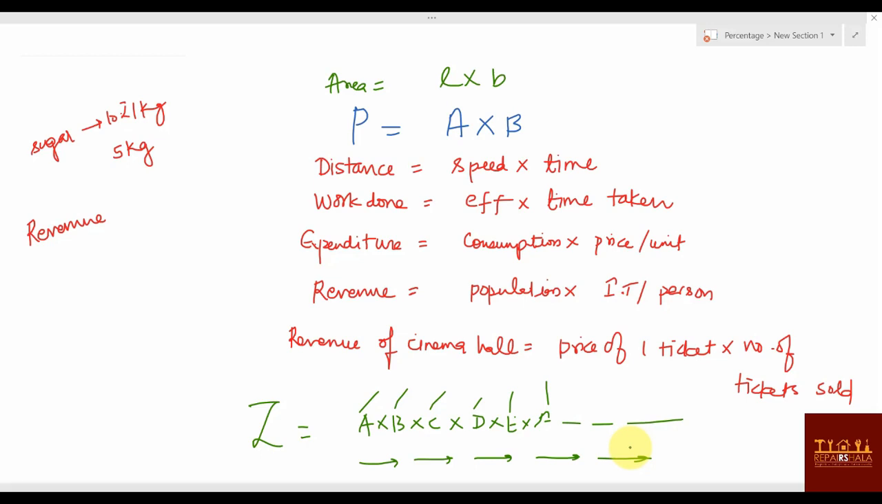Okay. Now let's see one more thing, that is, suppose I'm talking about 20%, that is what?